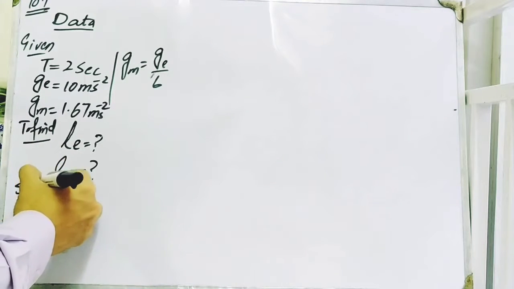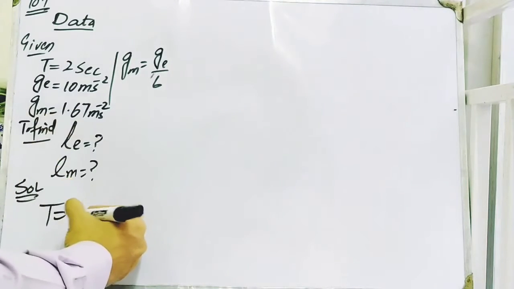Similarly, gravity on Earth is given, GE is equal to, as we also know, 10 meter per second square. As GM is given as GE divided by 6, its value will be 10 divided by 6, which is equal to 1.67 meter per second square. So this is the complete data. We are going to solve this numerical, so we have started the solution.